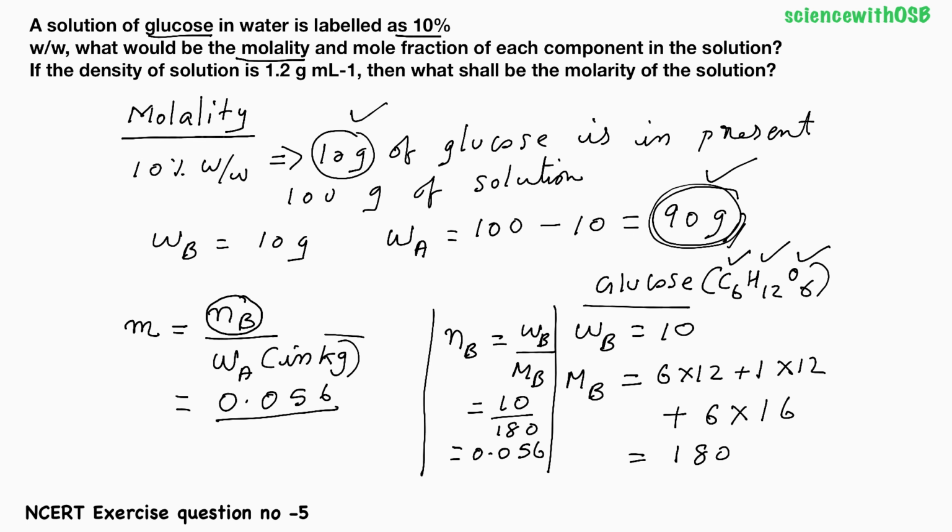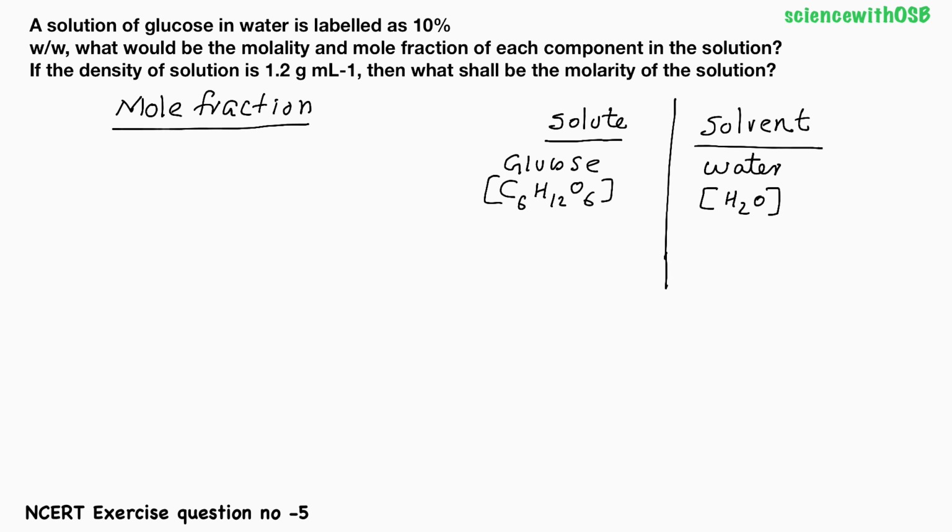90. But we need that value in kilogram, not in gram. So convert it into kilogram. 90 into 10 raised to minus 3. And you will be getting 0.62. So what is our answer? 0.62. What is the unit? Unit is mole per kg or small m. Both are okay. Answer is 0.62 m. Now we are going to find mole fraction.